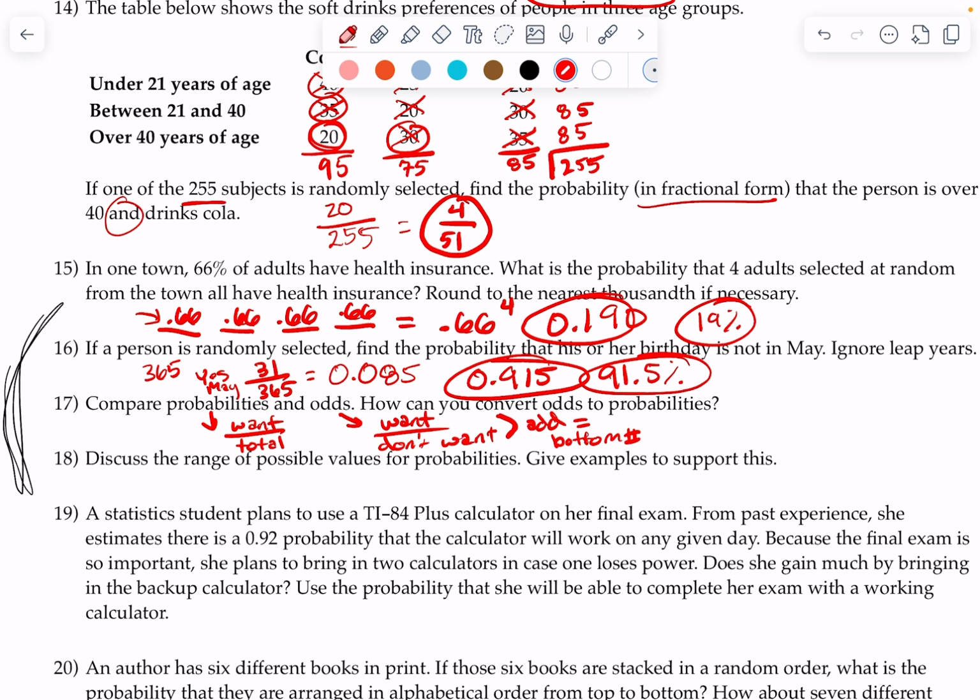So if I have 1 in 3 odds, that means my probability is actually 1 to 4, because want versus don't want means the total is 4 parts. Okay, 1/4. So that's how that works.